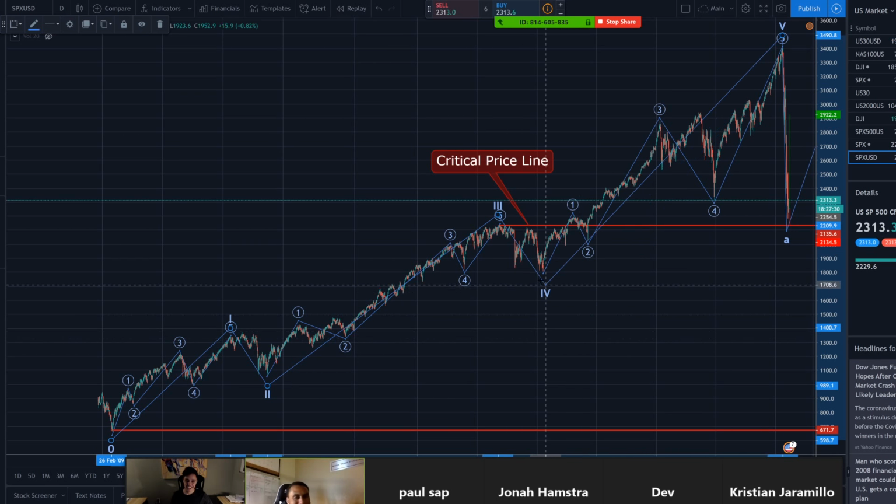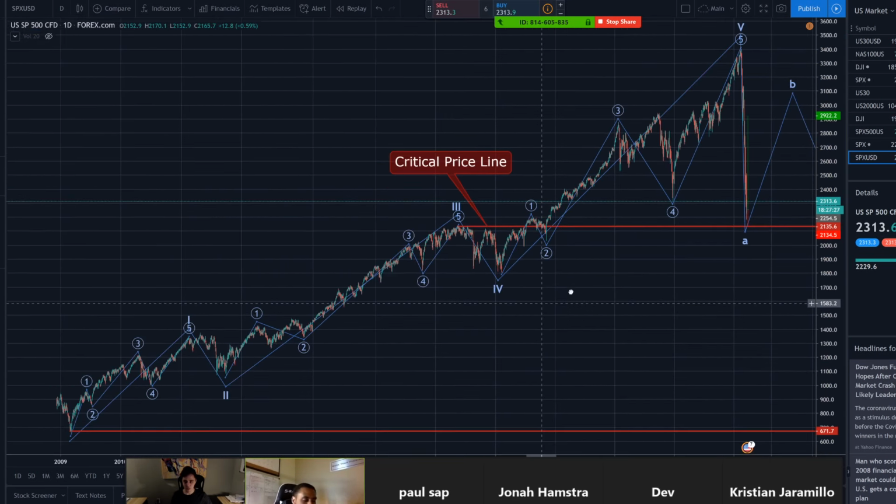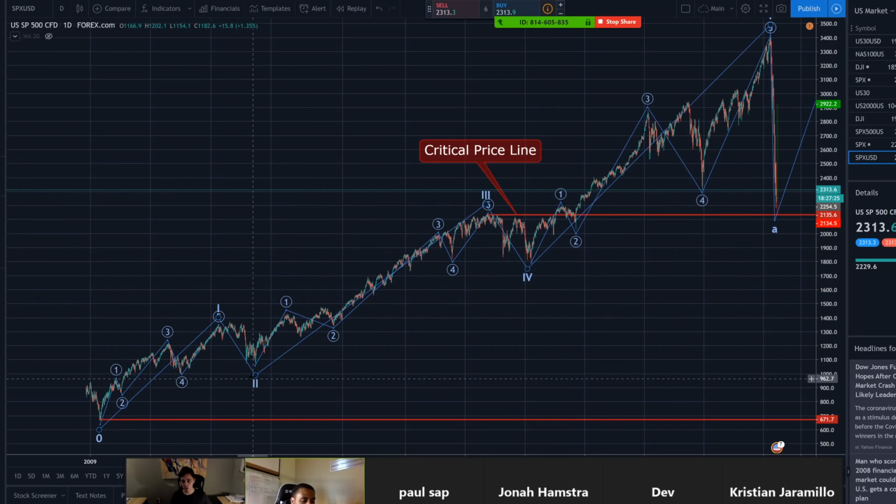If this happened, again, this would be an illegal count. Not go to jail, actually. And then the last rule is that the third wave, so from the two to the three, cannot be the shortest wave among waves one, three, and five. And so that's distance vertically. And as long as the chart is following those three rules, you can count it as an Elliott wave.